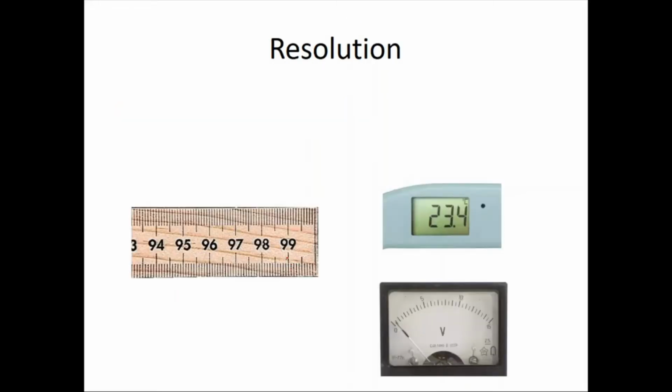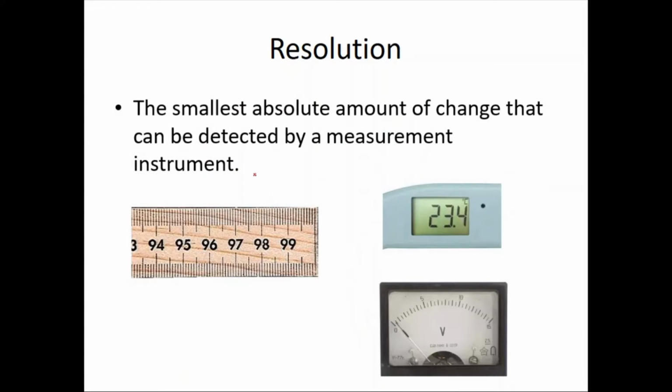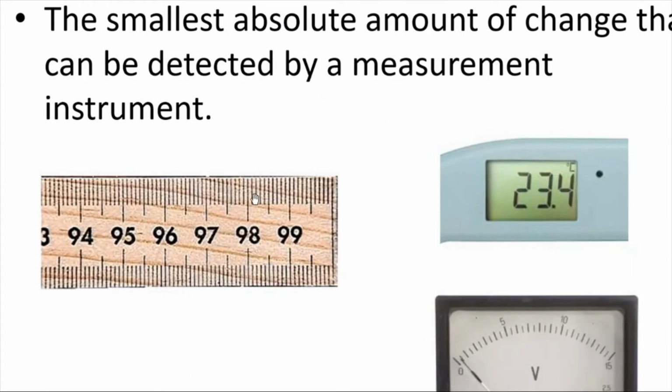Let's look at the resolution of the measuring instruments. The resolution is the smallest absolute amount of change that can be detected by a measuring instrument. For example, this meter stick, this ruler, can measure up to 1 millimeter. We can measure in millimeters. That's why the resolution for this meter stick is 1 millimeter. On the other hand, the resolution of this thermometer is 0.1. It measures every increase or decrease in the temperature, every change of 0.1.